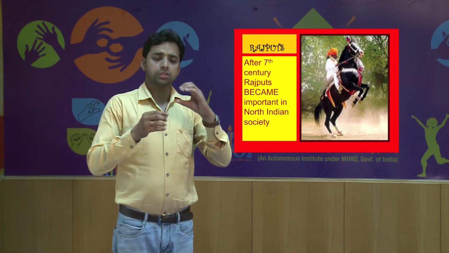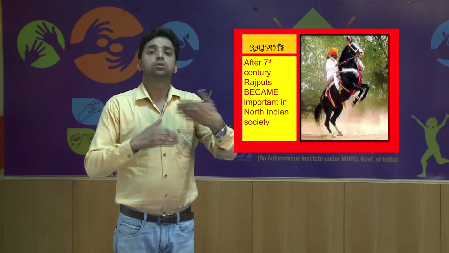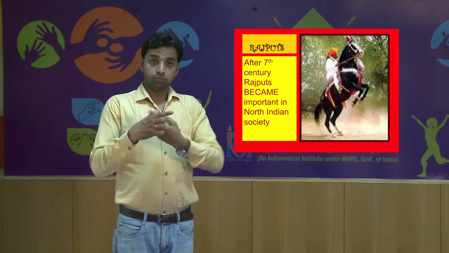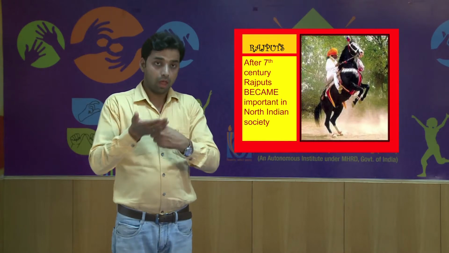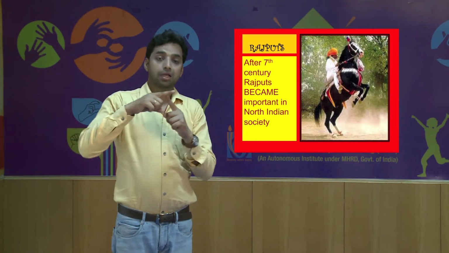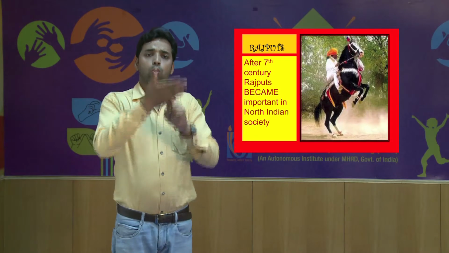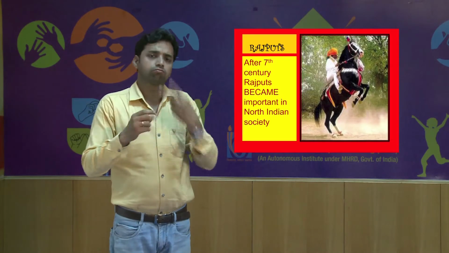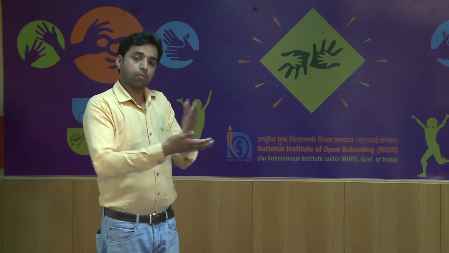After the 7th century, the Rajputs emerged as another important factor in the North Indian society. By this time, the caste system had become so strong that even plants were divided on the basis of Varna or caste system.